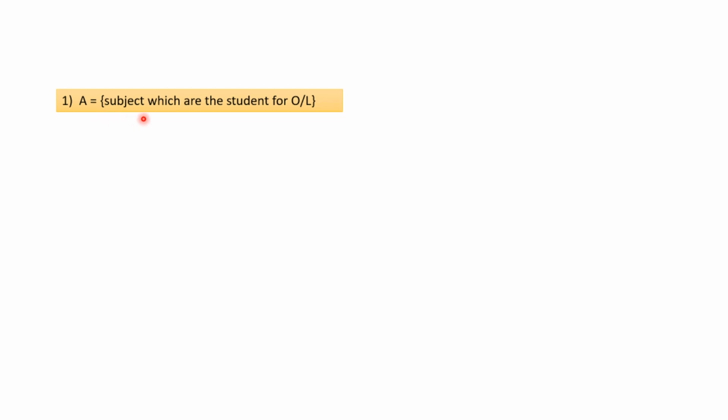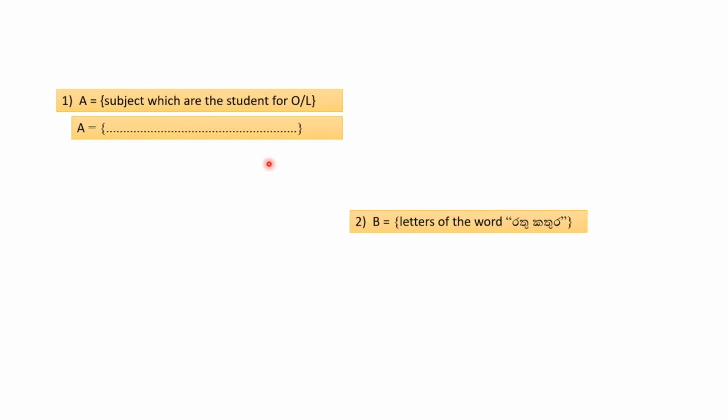The subjects which are studied by students for O level. So you can find all the student subjects and write the elements here. Letters of the word Ratu Katura. So you have to write the elements here. So what are the subjects? Mathematics, science, history, like that. You can keep three dots, which means it continues.